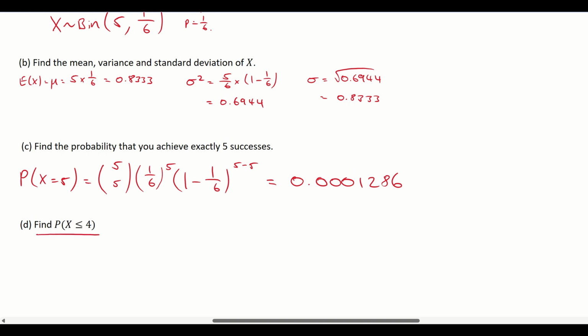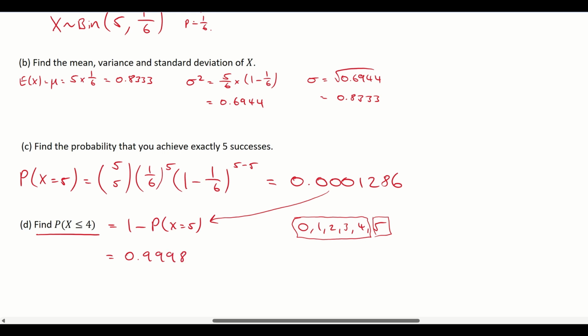The probability that x is less than or equal to 4. Well, given that we only do 5 trials, this is the same as 1 minus the probability that x is 5. If you think, you can either get 0 successes, 1 success, 2 successes, 3 successes, 4 successes, or 5 successes, the probability that x is less than or equal to 4 is just all of this space. So that's the same as 1 minus the probability of what's left over. And we've already calculated that. So if we pop this into here, then you're going to get an answer of 0.999871, which is far more likely.